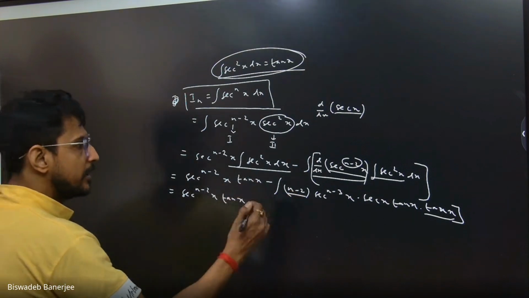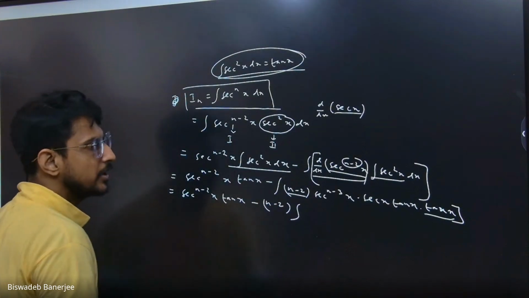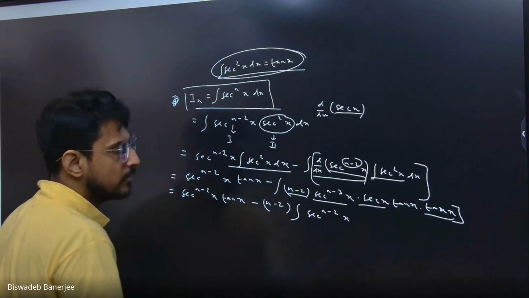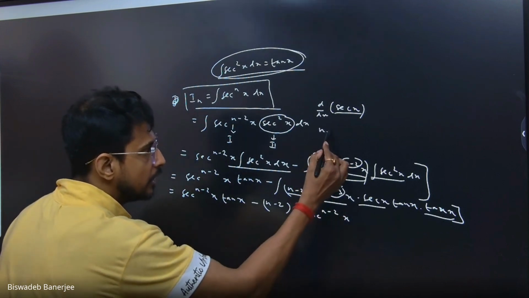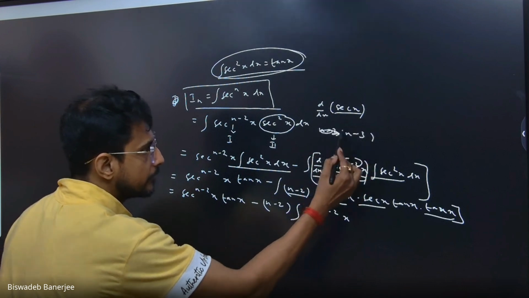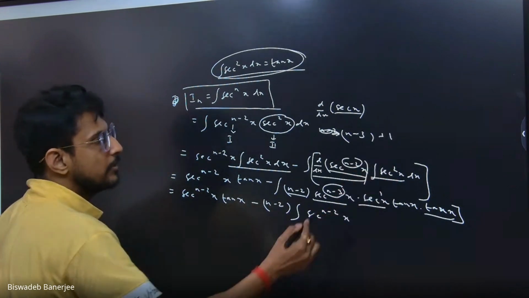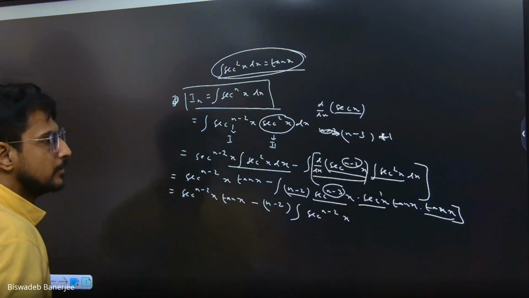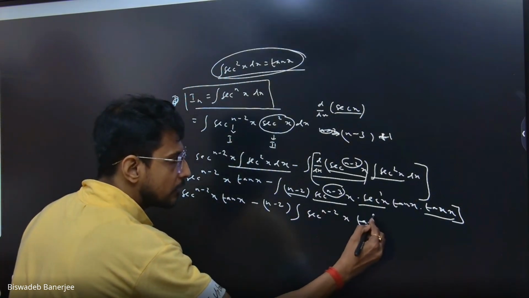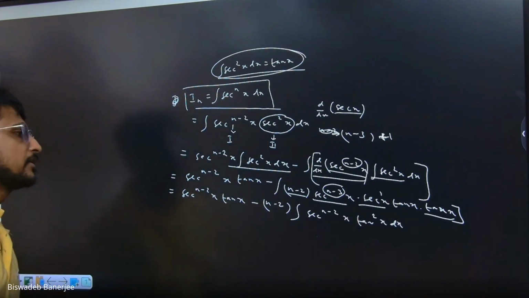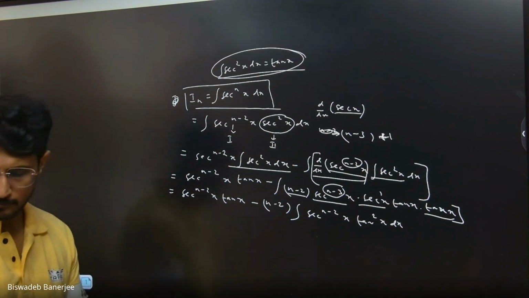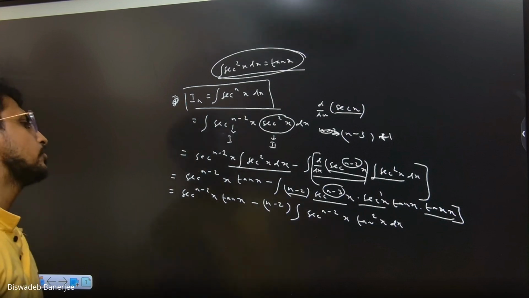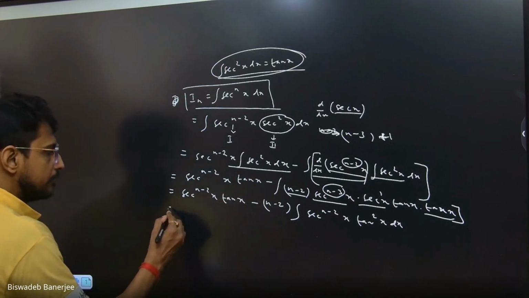Then minus, take n minus 2 outside. Integrating this into this gives sec to the power n minus 2 x, because here the power is n minus 3 and here the power is 1. So n minus 3 plus 1 gives you n minus 2. Then tan x into tan x gives you tan square x. Okay, so just basic calculation and derivative. Then what?